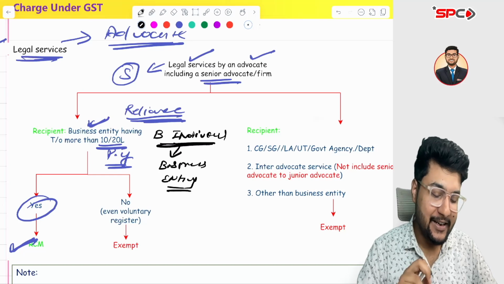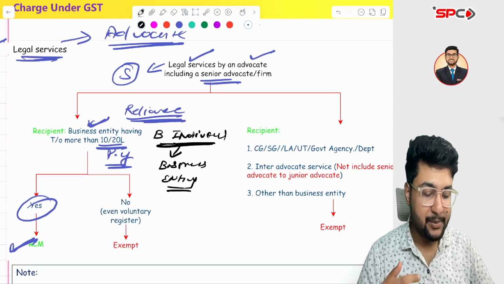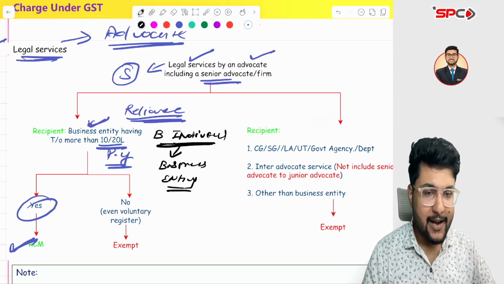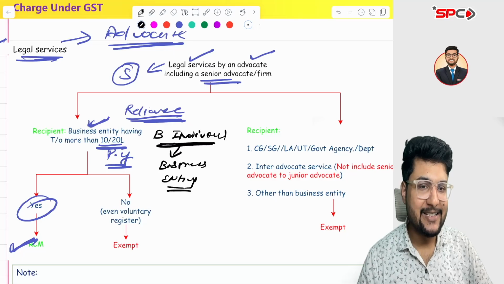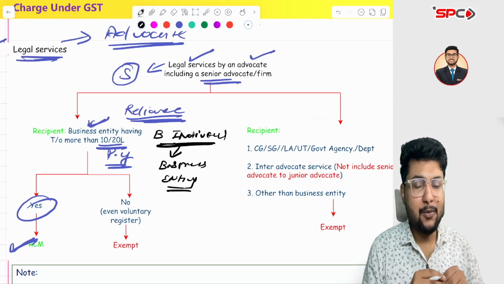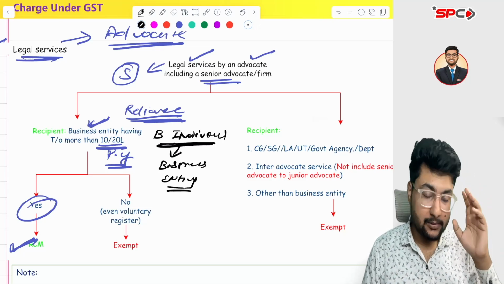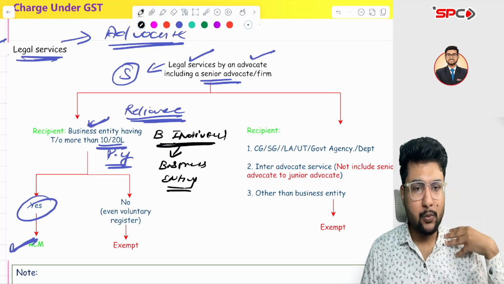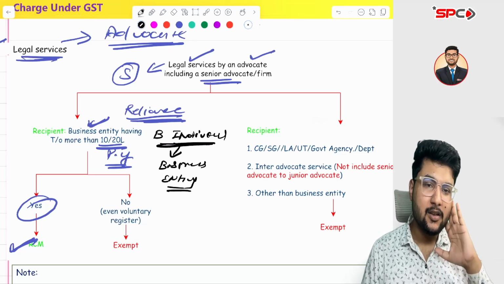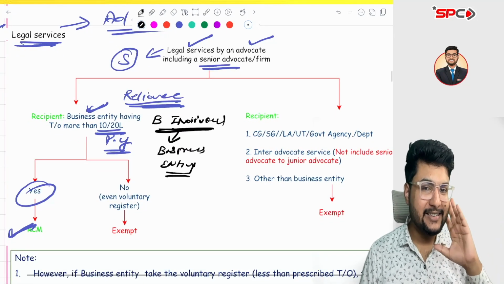So if an individual has a turnover of more than 10-20 lakhs in the previous year, and takes a legal service from an advocate, then in that case the individual has to pay under RCM. But in other cases, apart from that, it is 100% exempt. Suppose even though Reliance company has taken legal services, but the previous year turnover is less than 10-20 lakhs, then in that case it is exempt.